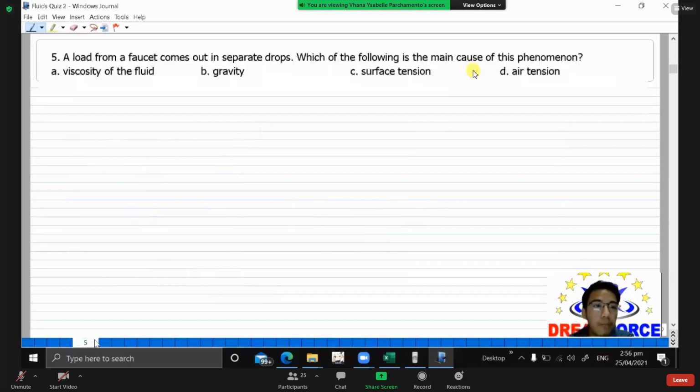Number 5. Okay, so a load from a faucet comes out in separate drops. Which of the following is the main cause of this phenomenon? Syempre C, surface tension. Letter C. Okay, next number 6.